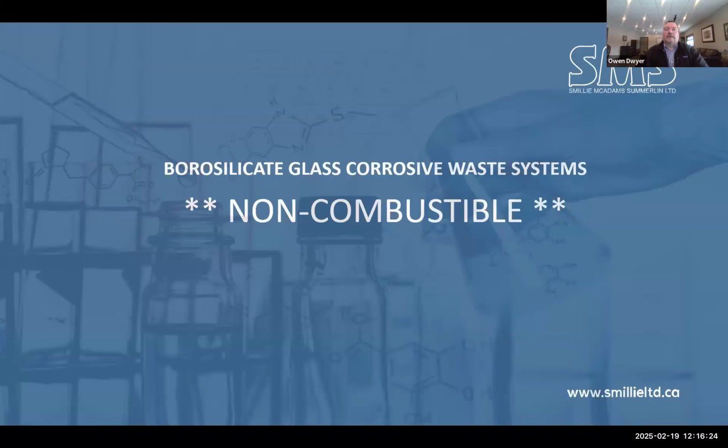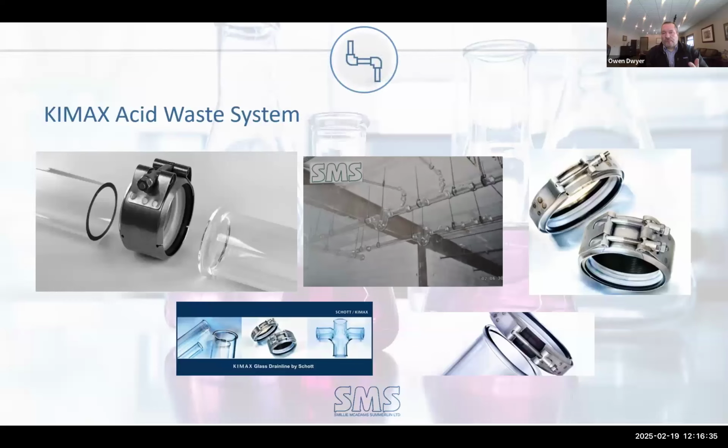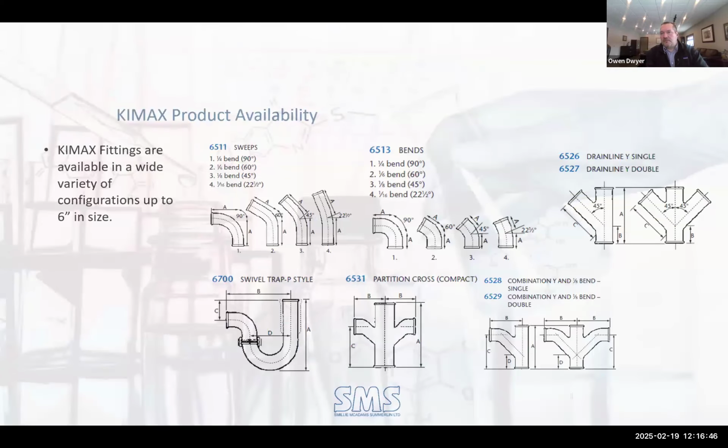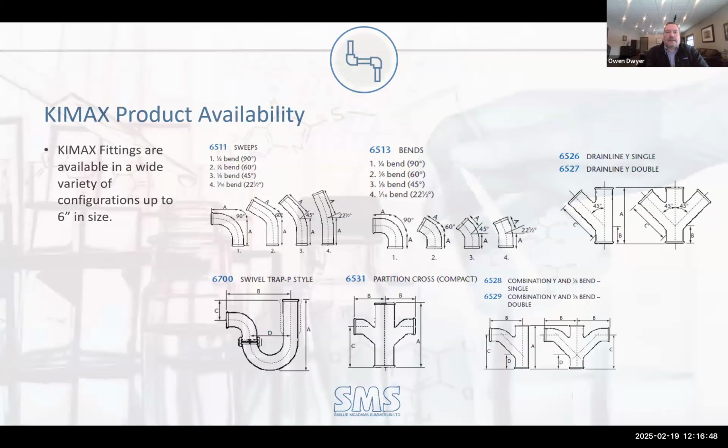So the only non-combustible DWV corrosive waste piping that we have in our code here is borosilicate glass. For your plenums and for your vertical shaft applications in a corrosive waste, glass is the only option for vertical shafts. And because it's non-combustible, it also meets the flame and smoke requirements. I'll go into that a little bit further in a couple of slides here. But glass is available up to 6 inch.